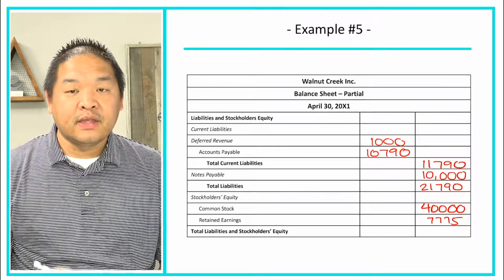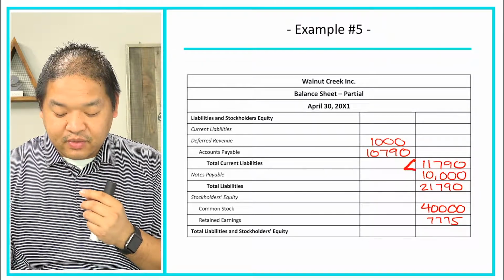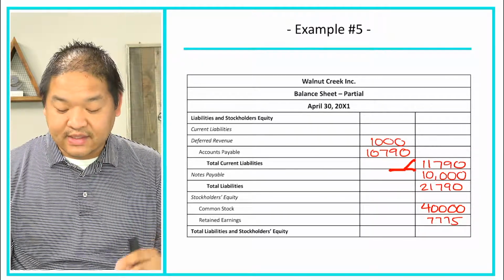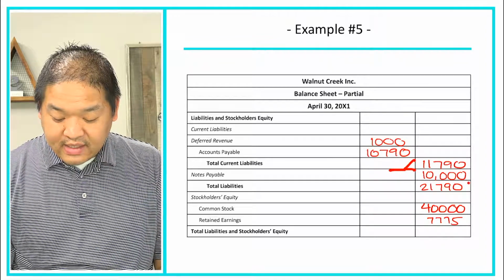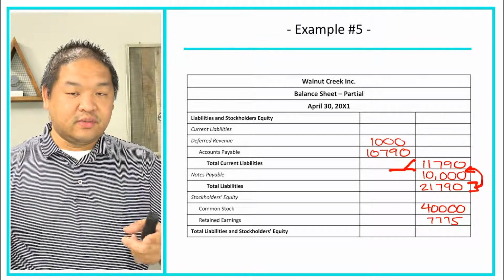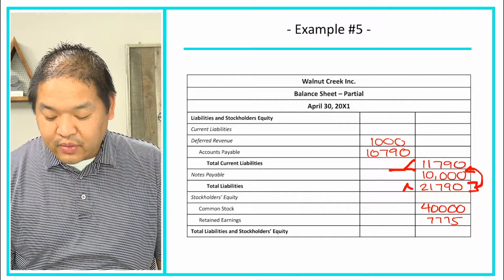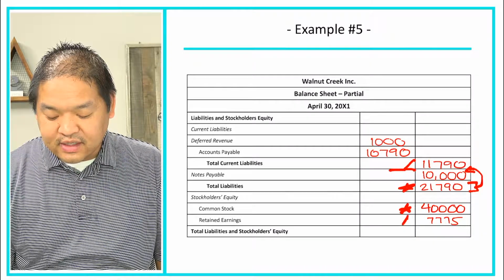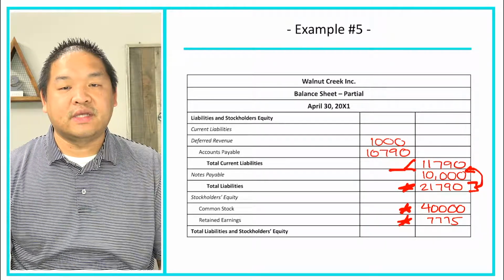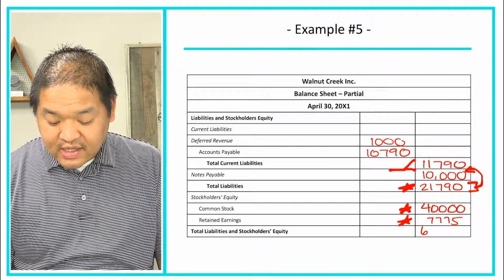$7,775. Okay. Now you got to be a little careful here, because sure, we could have put these two numbers over here, but it doesn't make sense. So this number right here encapsulates these two numbers here. So we don't need to add those two numbers into our total stockholders' equity. We just need to add up 21,000, 40,000, and $7,775.